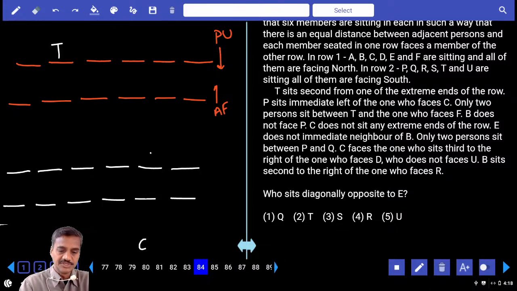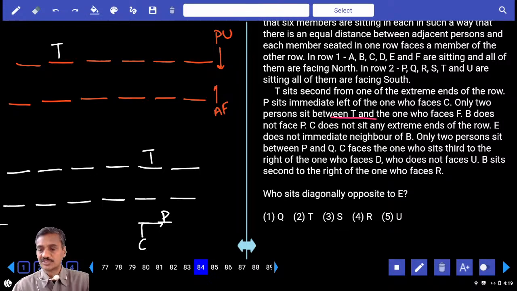Now, in this case, T is here. And C's opposite, immediate left-hand side, is P. Are you getting this one or not? And P is to the immediate left-hand side of the one who faces C. And only 2 persons between T and the one who faces F. Between T and the one who faces F, how many persons are there? There must be exactly 2 people. Hence, with 2 people between T and the one who faces F, F must be here. Done? And F is second from one of the extreme ends.